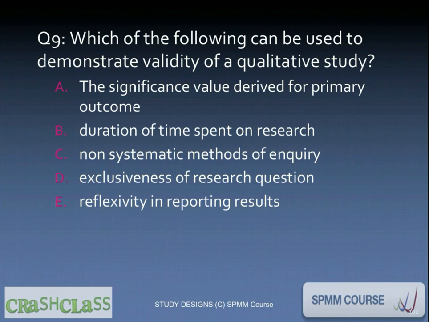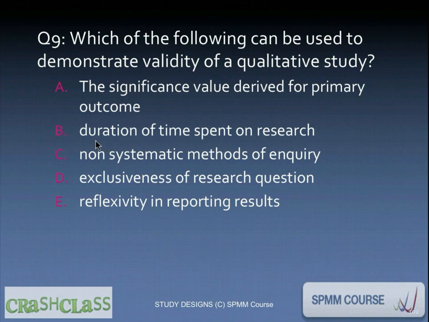Okay, so if you've done a qualitative research study and published it, how can other people know that this research is valid? How can they check? How can they critically appraise the qualitative study that you've done? Now, it doesn't matter what the significance value is. You're not going to report any p-values in a qualitative study. So option A is not correct.